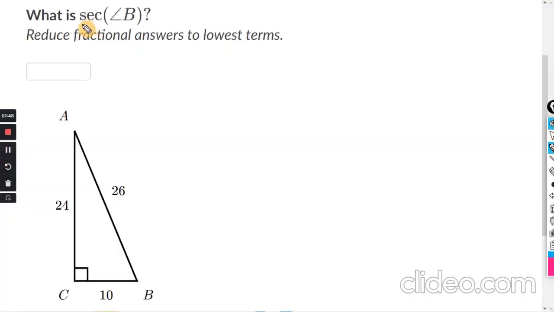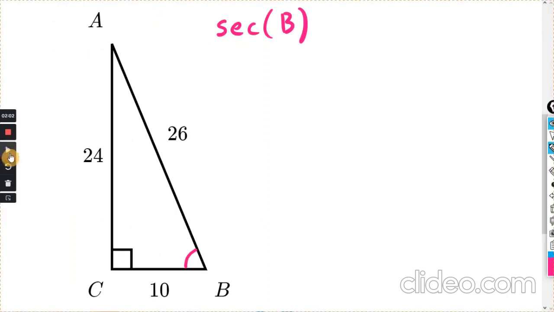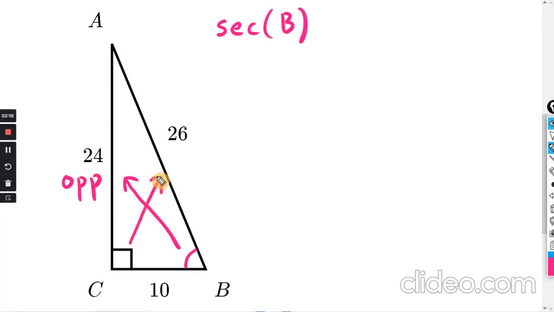Here they want us to find the secant of angle B and reduce the fraction answers to the lowest terms. Since we're referencing angle B, let's mark angle B first. You want to label the sides first. Go across from angle B, and that side length is your opposite. Go across from the right angle, and that side length is your hypotenuse. Finally, the remaining side length is your adjacent.